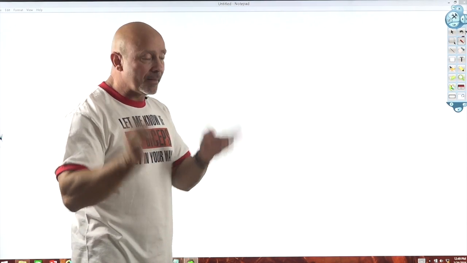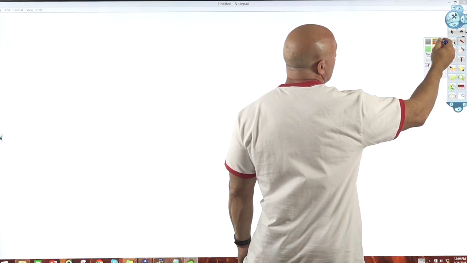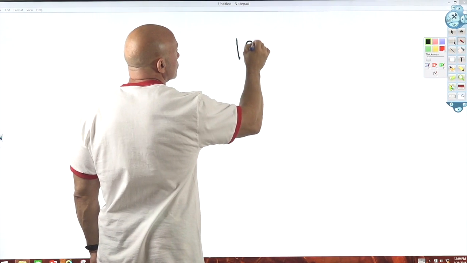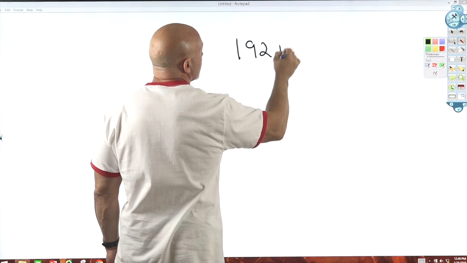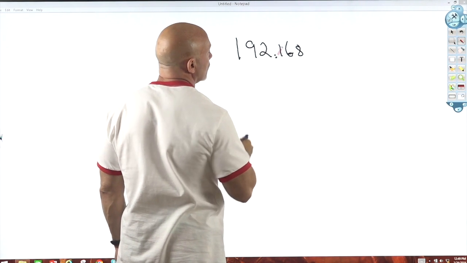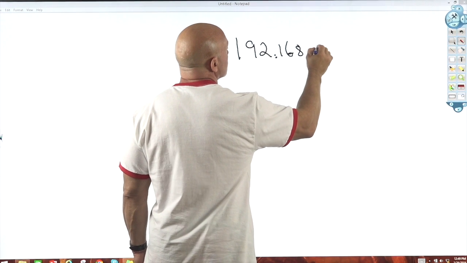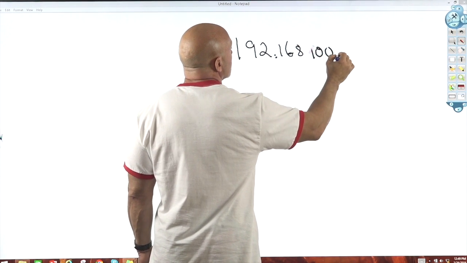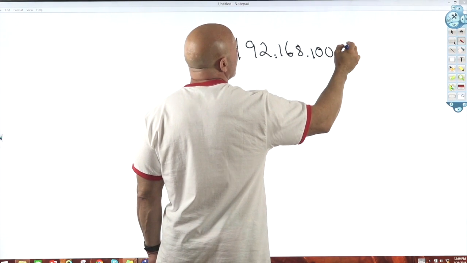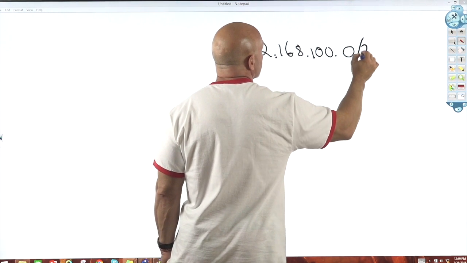All right, subnetting. Let's start with a class C, the easiest one. Let's use black. We'll start with 192.168.100, and let's say we already have it subnetted. Let's say 0, and we're using a /24.